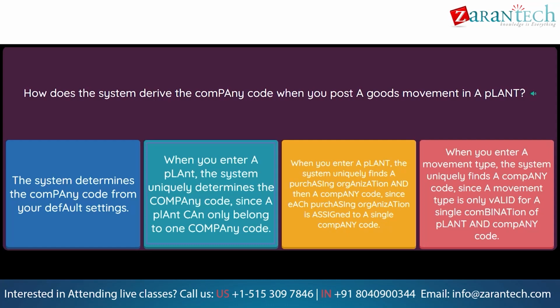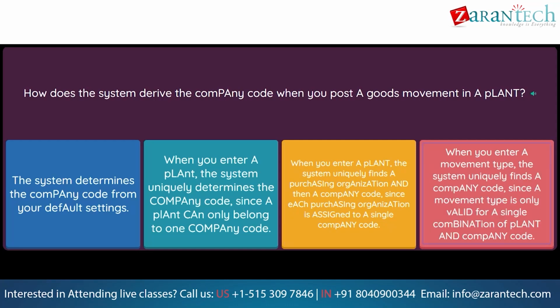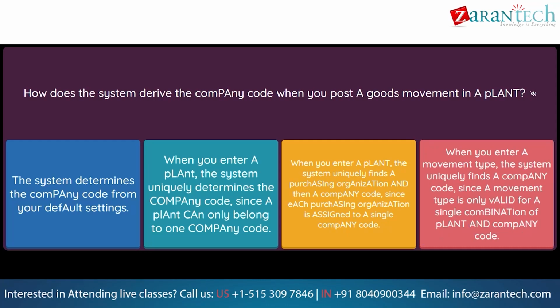to one company code. Option 3: when you enter a plant, the system uniquely finds a purchasing organization and then a company code, since each purchasing organization is assigned to a single company code. Option 4: when you enter a movement type, the system uniquely finds a company code, since a movement type is only valid for a single combination of plant and company code.